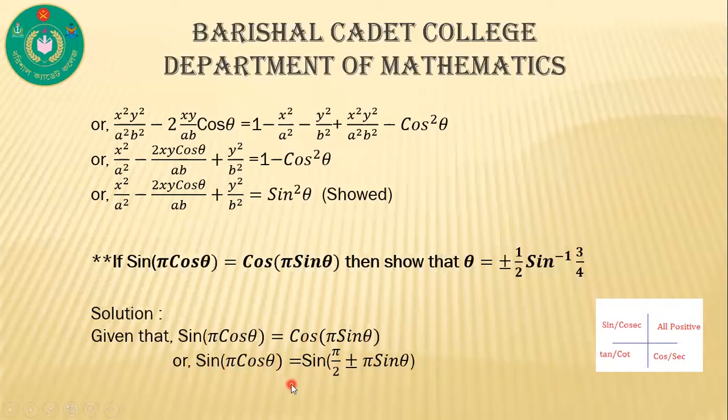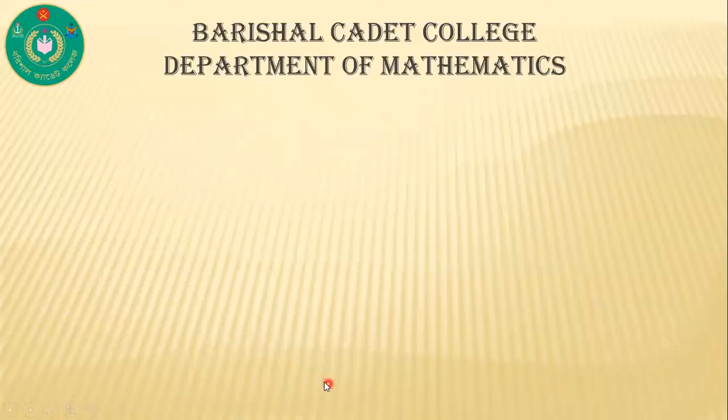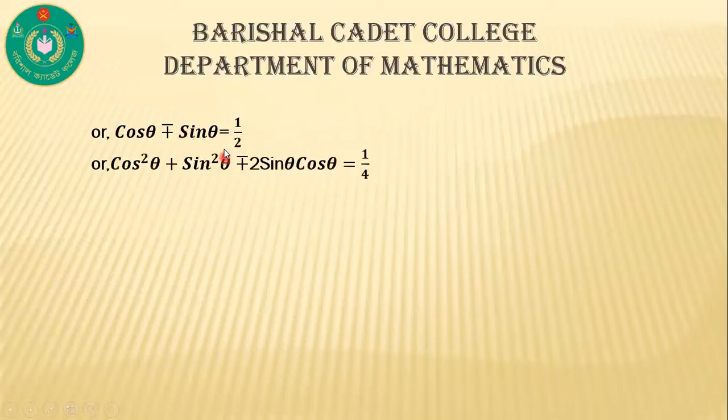Now sin cancels. Then we can write pi cos theta is equal to pi by 2 plus minus pi sin theta. Now pi cancels on both sides. Then we can write cos theta minus plus sin theta is equal to half. Now squaring both sides, then we can write cos square theta plus sin square theta plus minus 2 sin theta cos theta is equal to 1 by 4.